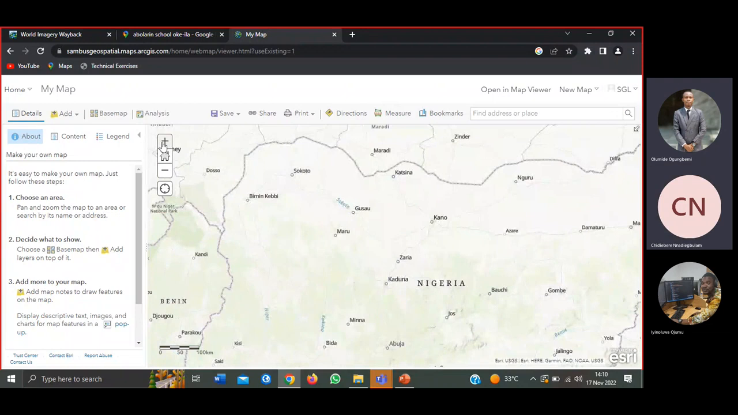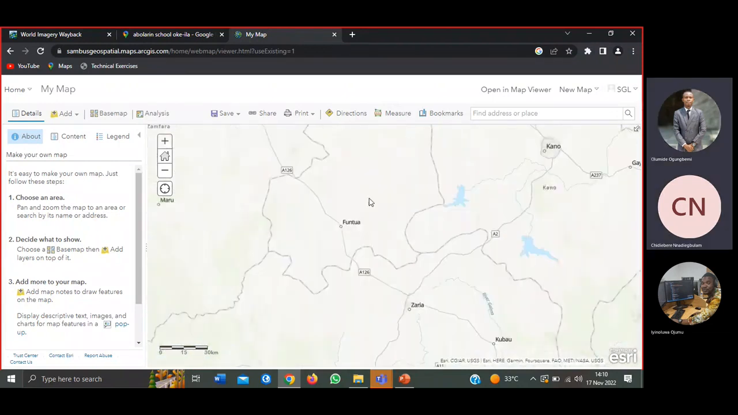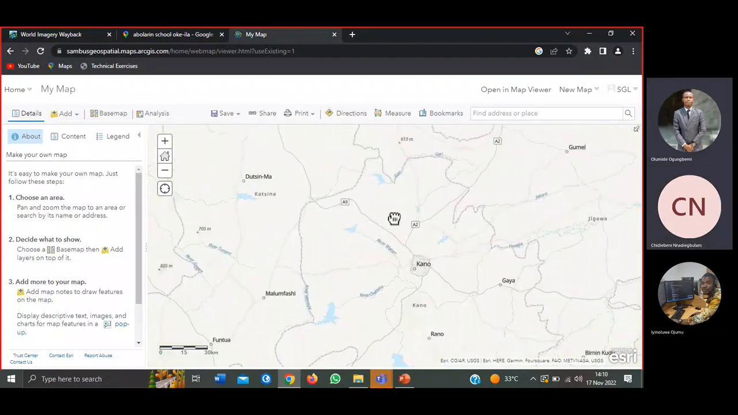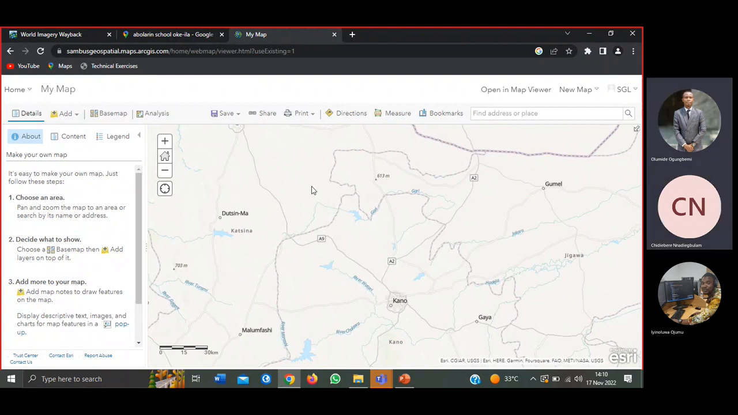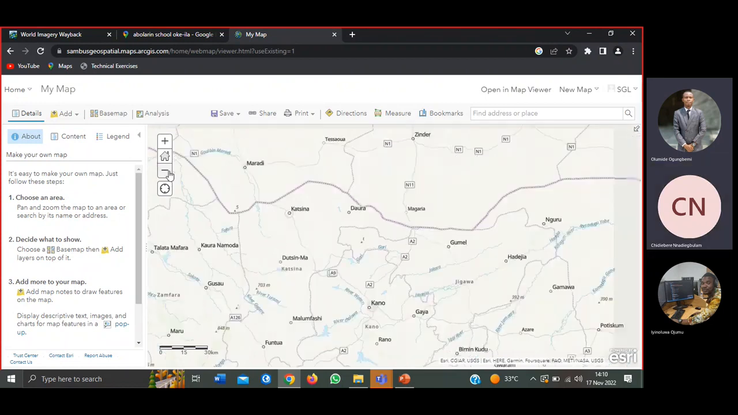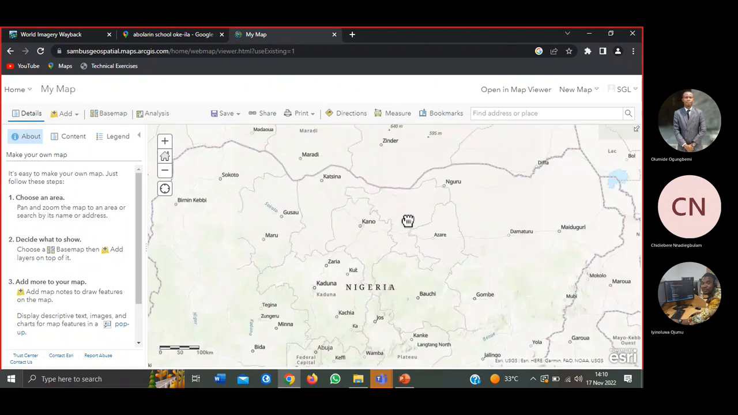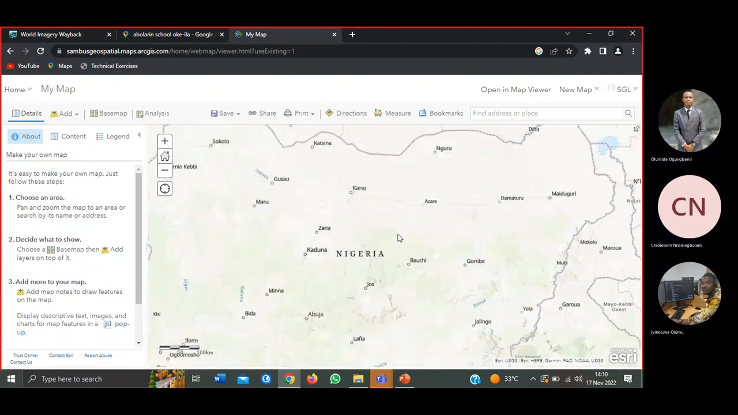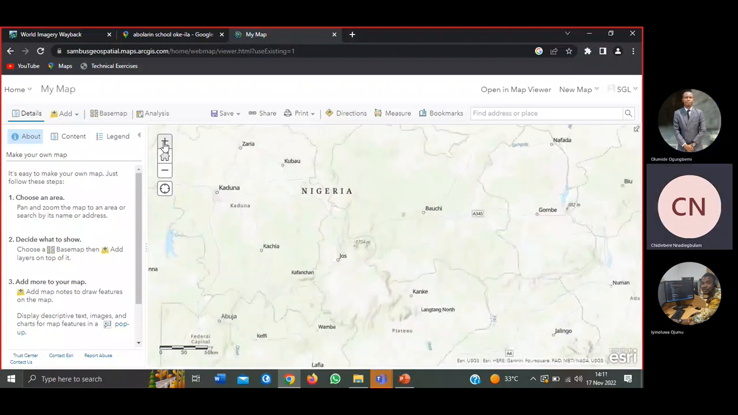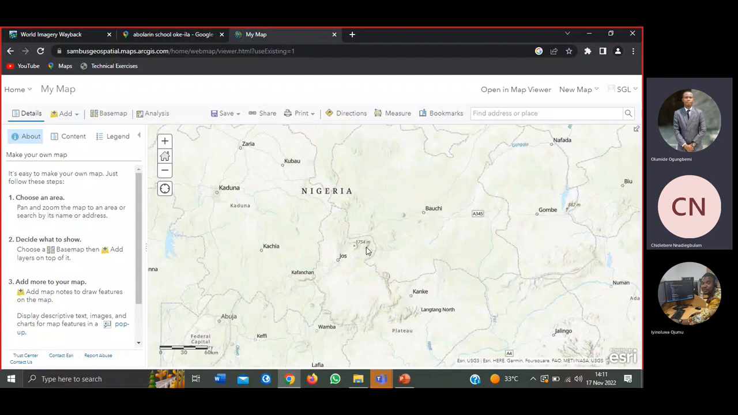Okay, let me explain the northern part. You will see heights that are higher than our southern parts. You can see 613 meters. I don't know, as your teacher told you about Jos, it has the highest place in Nigeria. You can see 1754 meters in Jos. Yes, you can see 1754 meters.